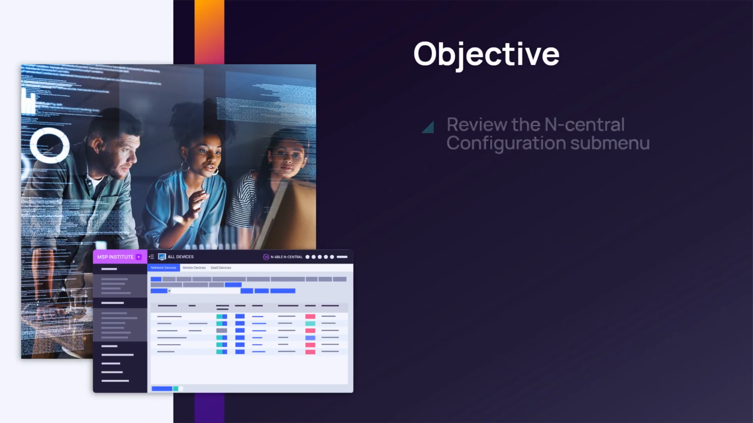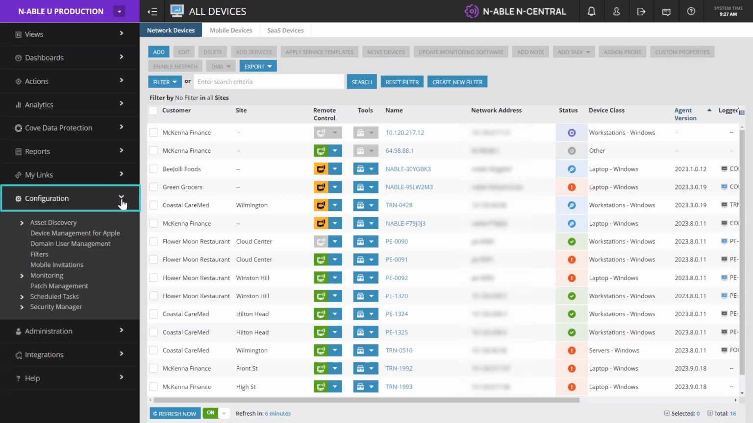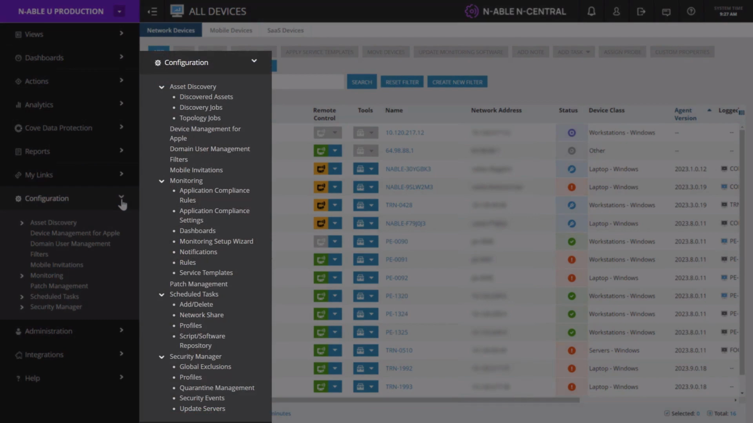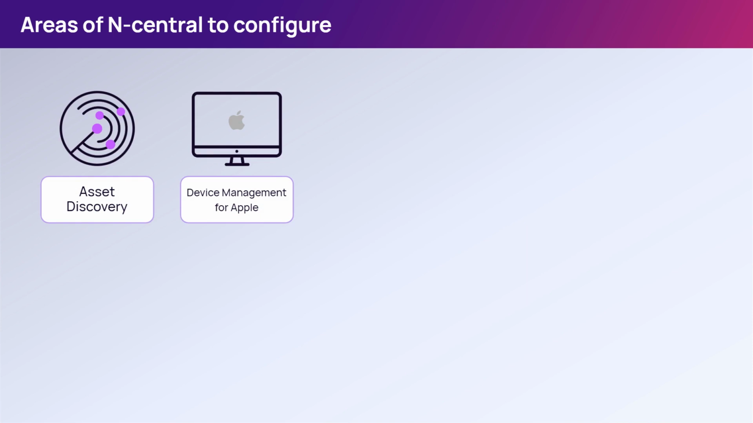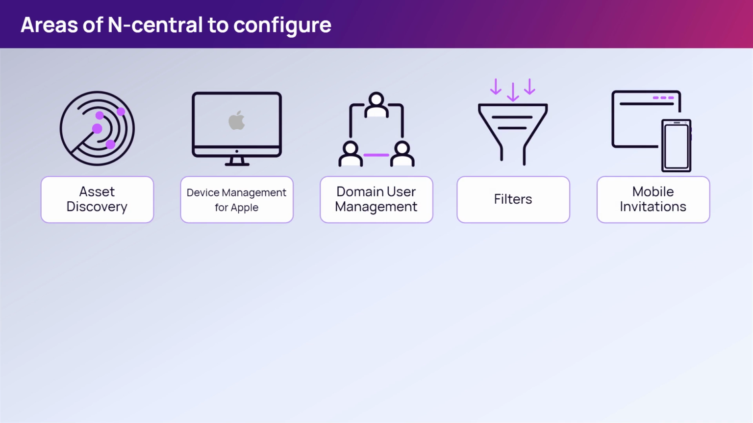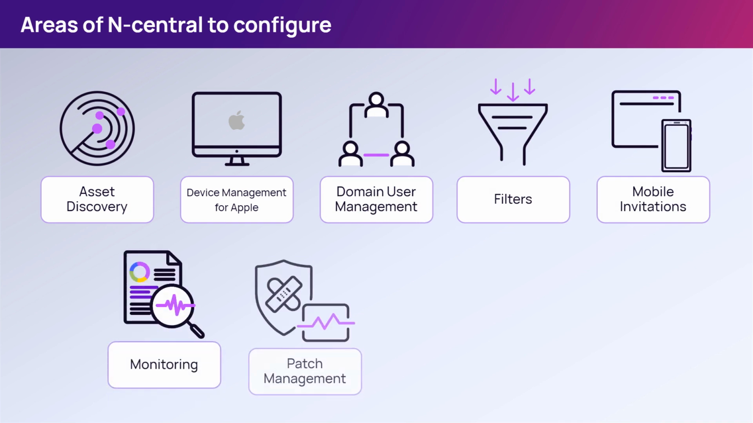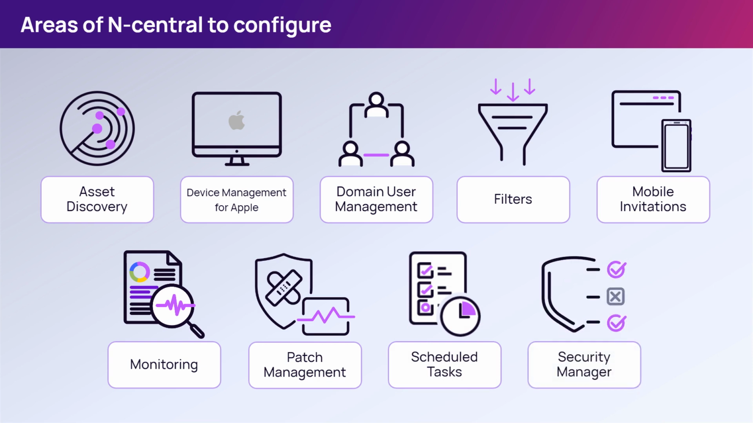In this module, we will review the nCentral configuration submenu. You can discover and maintain devices on a customer's network using the options within the configuration submenu of nCentral. The areas of nCentral that you can configure include asset discovery, device management for Apple, domain user management, filters, mobile invitations, monitoring, patch management, scheduled tasks, and security manager.